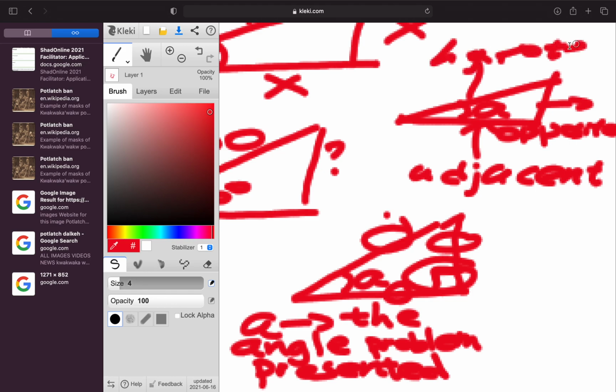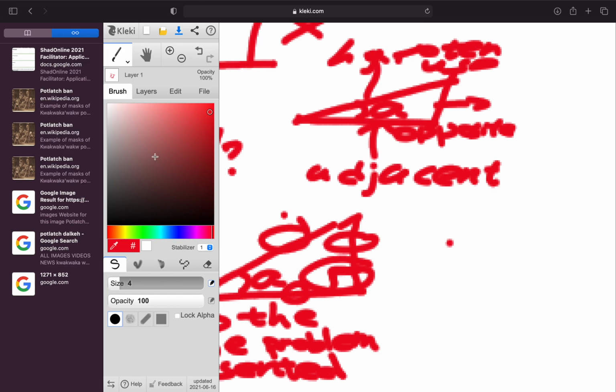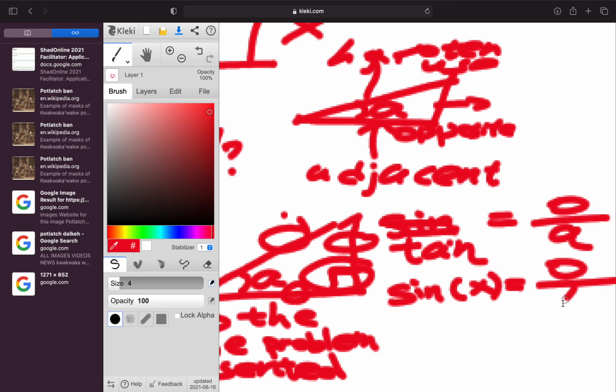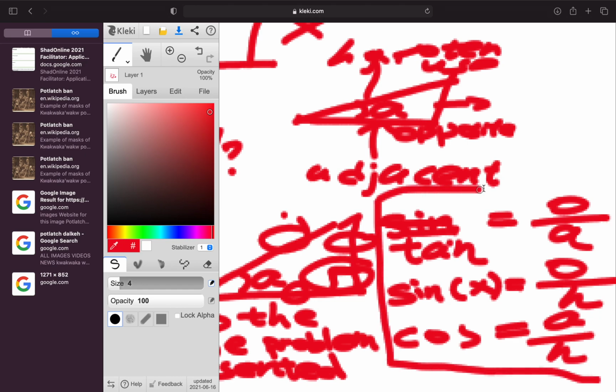Generally, the formulas for the three sinusoidal functions are: tangent is equal to opposite divided by adjacent. Sine is equal to opposite divided by hypotenuse. Cos is equal to adjacent divided by hypotenuse. So generally, you need to understand this first because this is a very important concept.